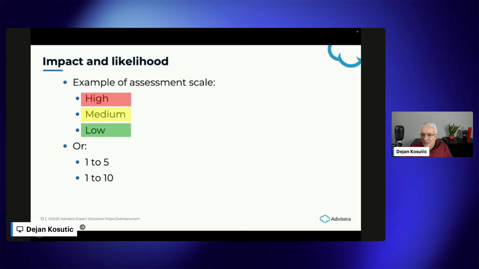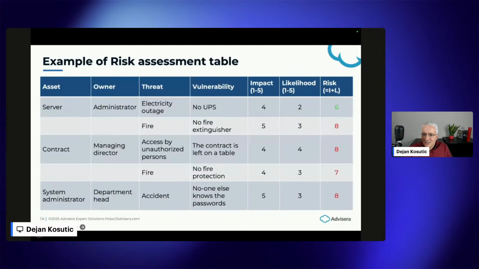All right, now let's move on to the next slide. And here you can actually see an example of a risk assessment table. So once you list all the assets, threats, and vulnerabilities and impact and likelihood, you will get something similar to this. So let's just take a couple of examples. Let's say that you have this physical server as the asset. Let's say that you have owner, administrator, that the threat is electricity outage, and vulnerability is that there is no UPS, meaning uninterruptible power supply.